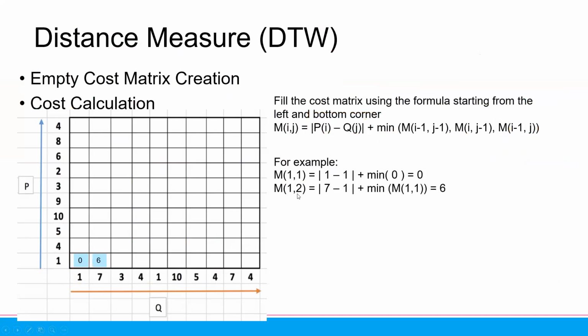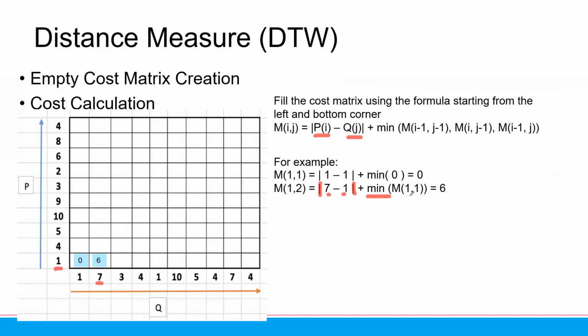What about the next? 1,2. 1,2 means I need to check the P1, Q2. So it means 1 minus 7. Okay, I put 7 minus 1. Actually, it is the same because we have the absolute. 1 minus 7, it is minus 6. When we do with the absolute, then it will be positive 6.